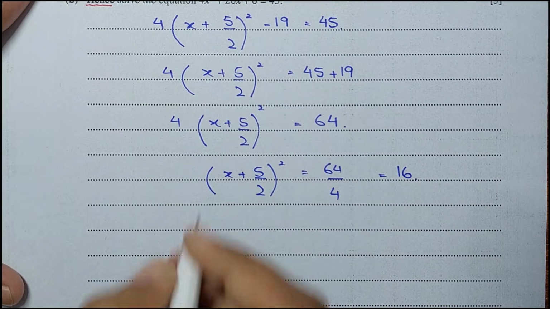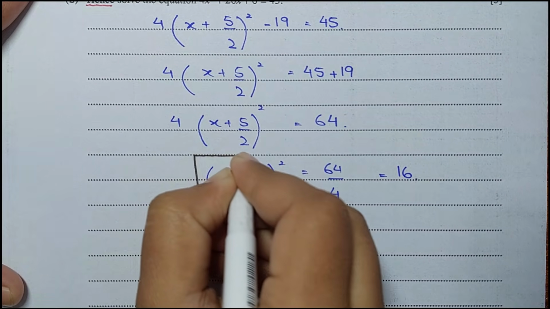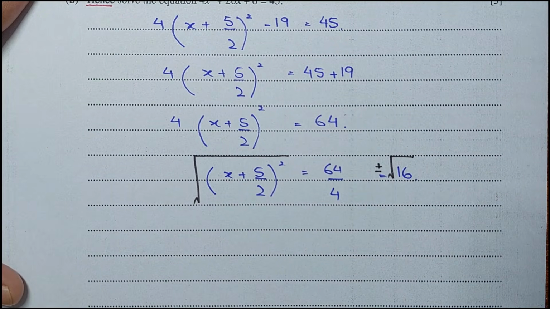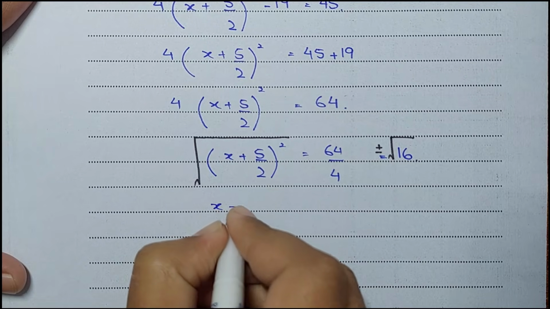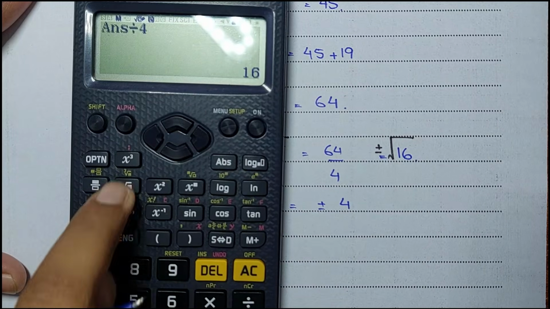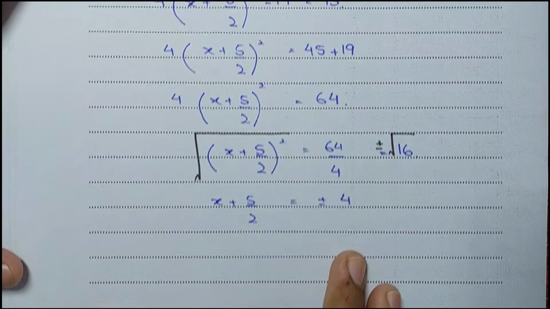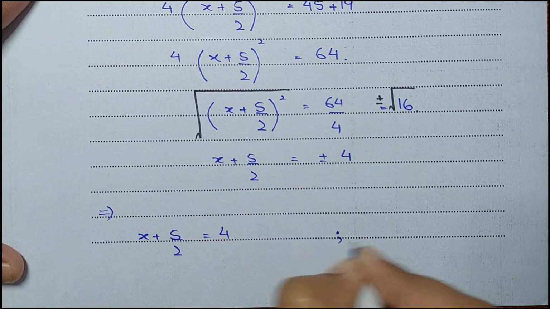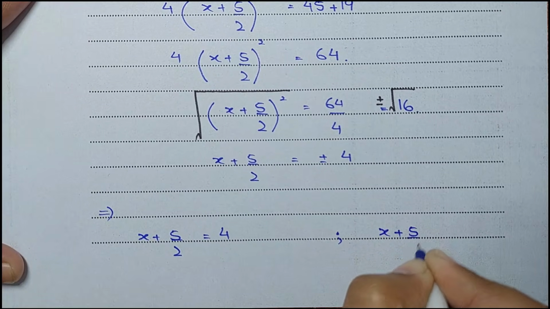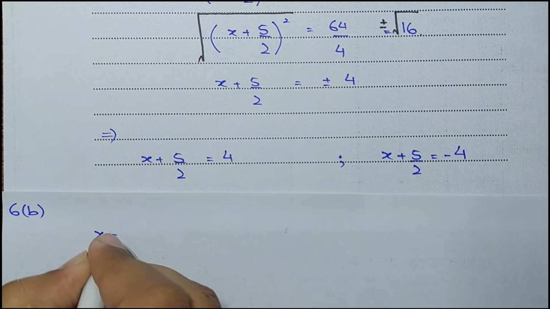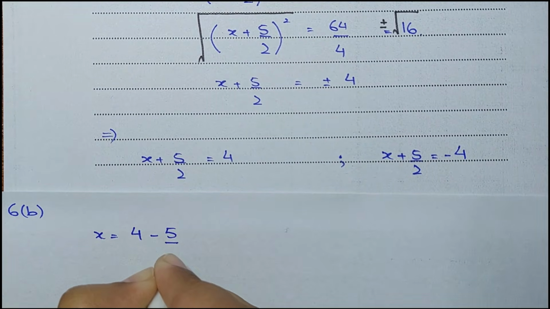Okay. In order to get the x value, take the square root on both sides. And whenever we do the square root, the answer is plus minus, right? Now x + 5/2 is plus minus 4 because root 16 is 4. Now we have two solutions here. The first one is x + 5/2 = 4, and the other one is x + 5/2 = −4. Now for the simplification, x would be equal to 4 − 5/2.